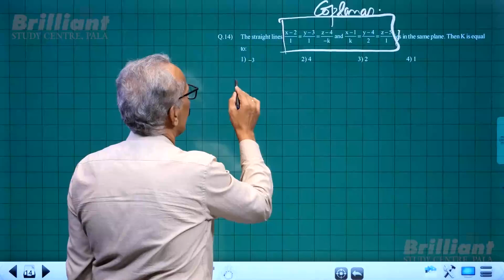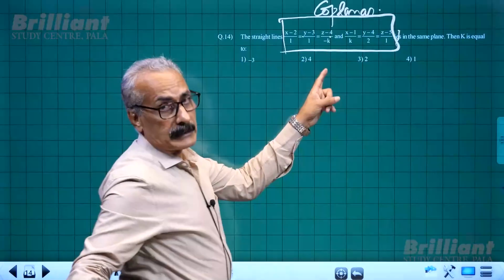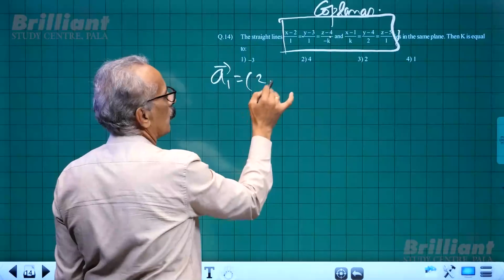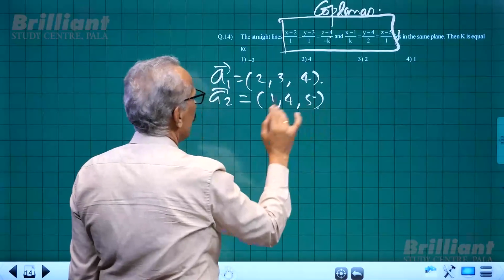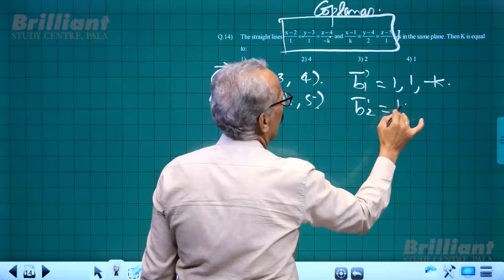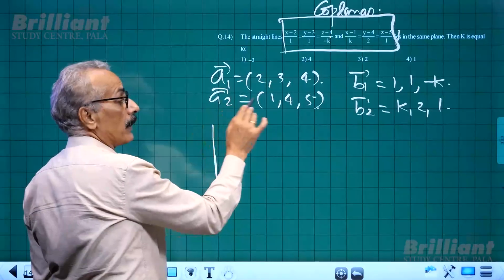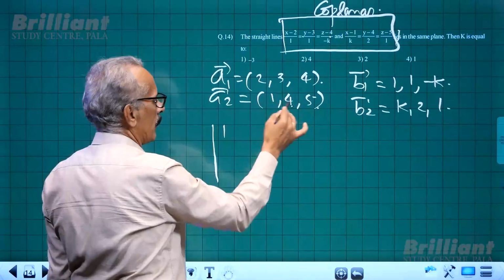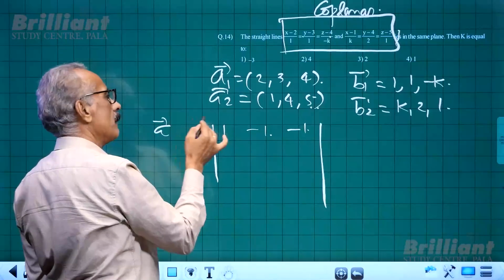What are your points here? Be very careful while checking the symmetric form of the straight line. The first point, vector A1, is equal to 2, 3, 4. Vector A2, the point on the second line, is 1, 4, 5. Then vector B1, direction ratios 1, 1, minus k. B2 is k, 2, 1. So we have the determinant of A1 minus A2 dot B1 cross B2 equal to 0. The difference of these two: 2 minus 1 is 1, 3 minus 4 is minus 1, 4 minus 5 is minus 1. This is called A2 minus A1 or A1 minus A2, whichever it is.